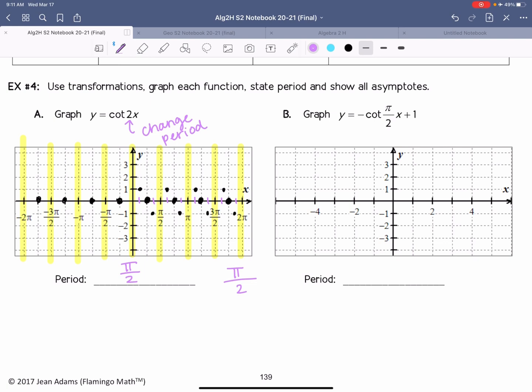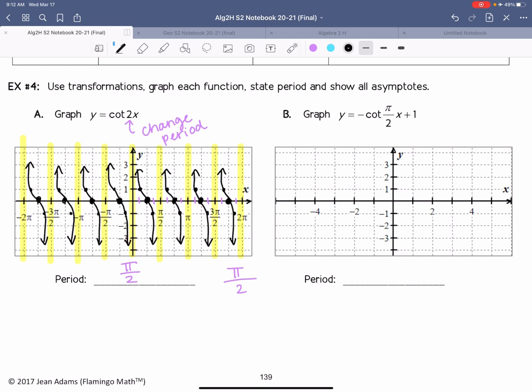Okay. Continue the pattern. And connect these. Again, these should never touch or cross. It just approaches, gets real close, but shouldn't touch it or cross it. And voila.